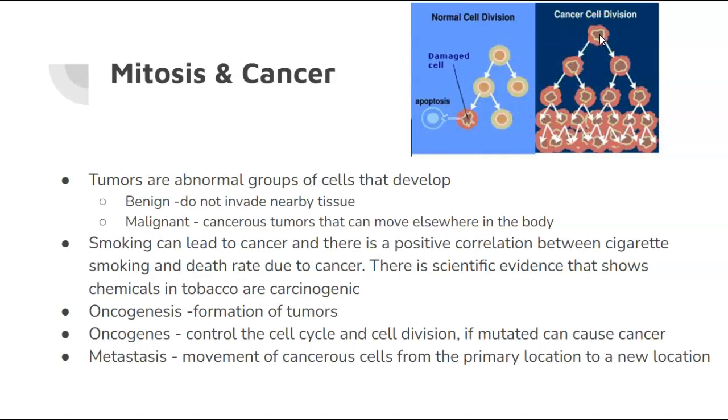And there's really no stopping it because it will just divide uncontrollably, very quickly, and continue until you are forming a tumor. And tumors are abnormal groups of cells that develop when you have uncontrolled cell division. There are two types, benign and malignant. Benign don't invade nearby tissues. Malignant are cancerous tumors that can move elsewhere in the body.